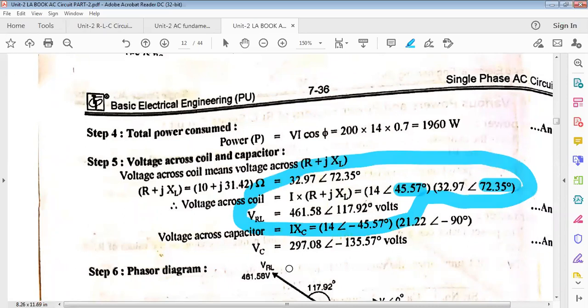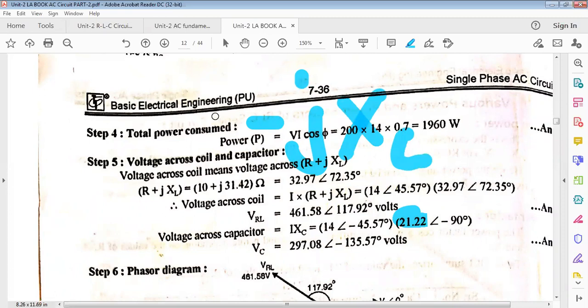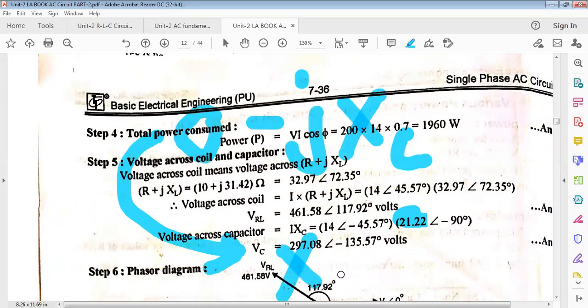Now which part is left? Voltage across capacitor, I into XC. So I in polar form we know, that you write down, and XC value you know, isn't it? So XC magnitude, if you know its rectangular or polar form, XC always comes along negative imaginary axis. So it is minus jXC in rectangular form. Real part is 0. 0 minus jXC is the rectangular form. And if you convert it into polar form, what will you get? XC at an angle of minus 90 degree.